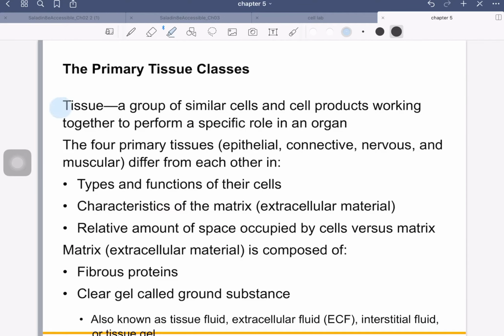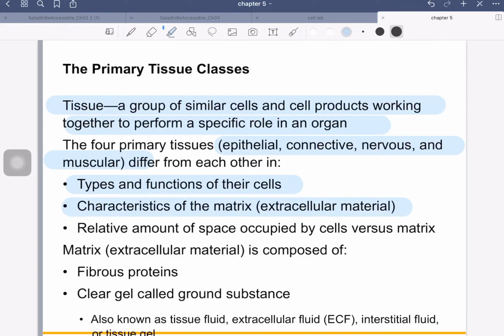Now, a tissue is a group of similar cells or cell products working together to perform a specific role within an organ. I think that's a pretty good definition, and we already said there's 4 primary types: epithelial, connective, nervous, and muscular. Now, how do these differ from each other? Well, it differs in terms of the types of cells we find in there. Epithelial cells will have certain groups of cells. Muscular tissue will have different types of cells, and it's also about their products. So it's the type and functions of cells, and also the matrix.